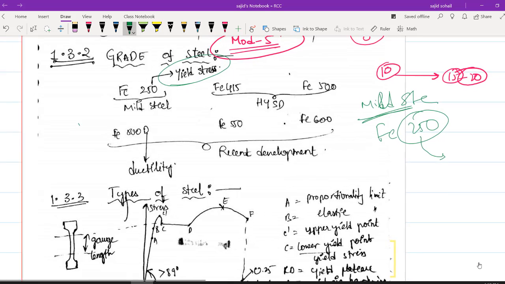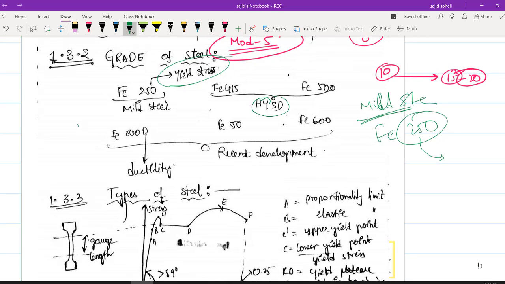So similarly we have some high yield strength deformed bars, HYSD. This is exactly the same as mild steel. Then why are we getting higher yield stress, 415, 500, क्यों आ रहा है? Because even though it is chemically exactly the same as mild steel, the manufacturing process is a little bit different.